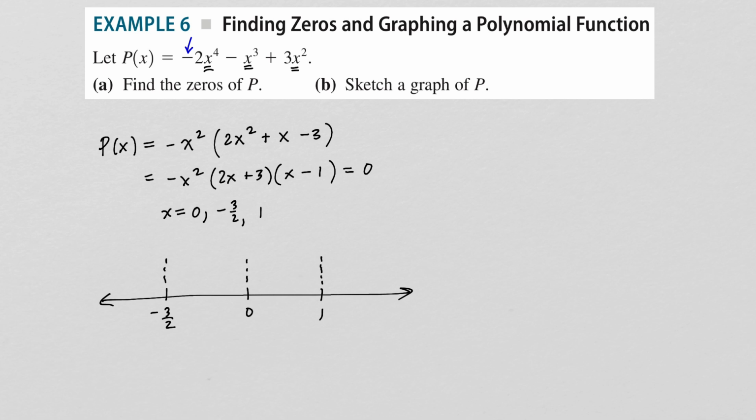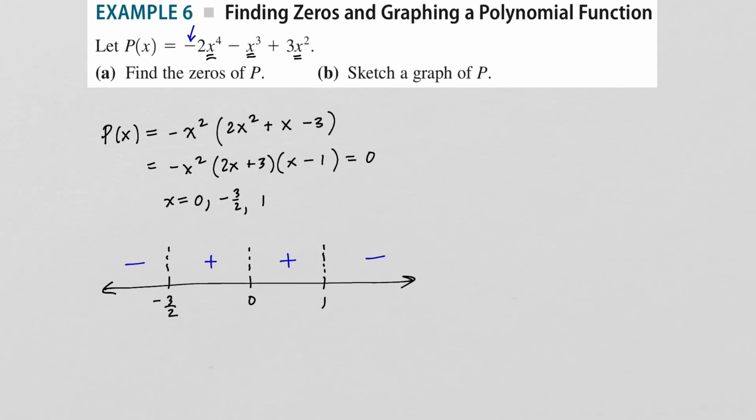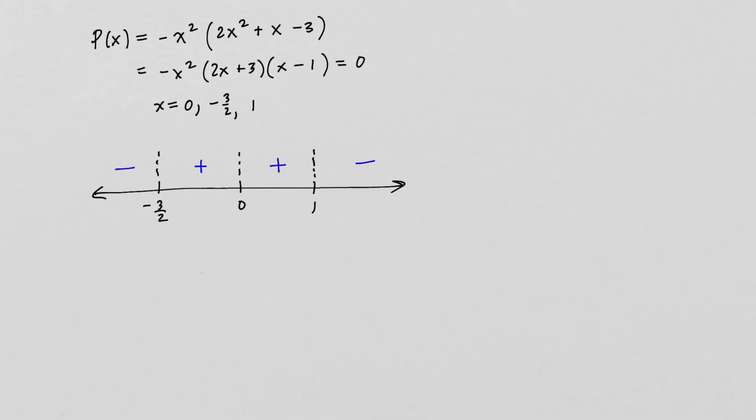Now, I will skip picking test points. So you're going to pick numbers in each of these intervals, and you're going to plug them into the polynomial. And we'll simply observe whether the polynomial is positive or negative on those intervals. So here it's going to end up being negative. Here it will be positive. And then here it will also be positive. And over here it's going to be negative. Now let's think about what that means in terms of its graph.